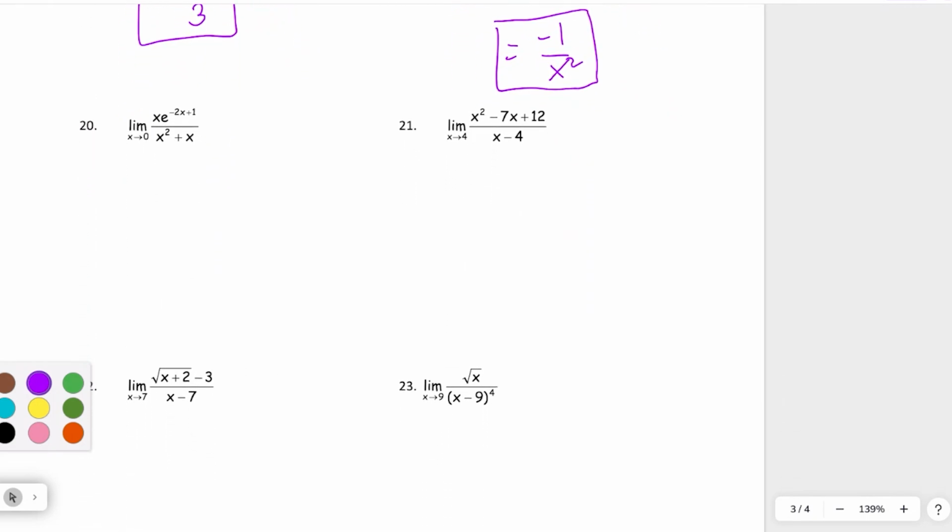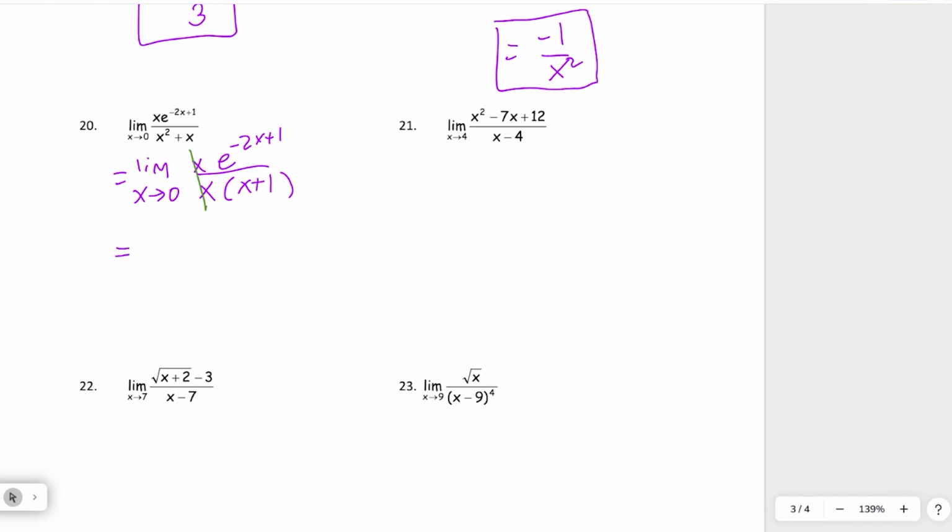Number 20, we're sending x to 0 here. So let's see what happens when we send x to 0. Well, first of all, let's factor out an x. Okay, we've got x times e to the negative 2x plus 1 over x times x plus 1. Reduce those x's, and I think we could just probably plug in 0 after that. So that's going to be e to the first. That's just e on top. You plug in 0 into x, negative 2 times 0 is 0, plus 1 is 1. And then if we plug in 0 on the bottom, it's just over 1. So yeah, this is just going to equal Euler's number e.